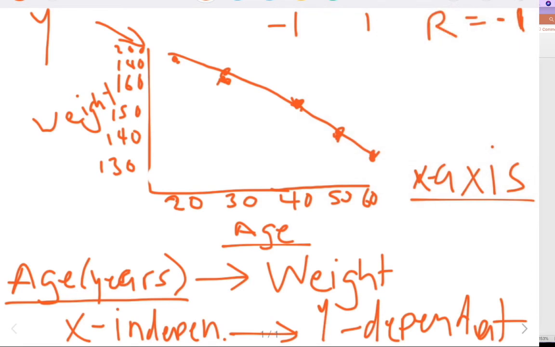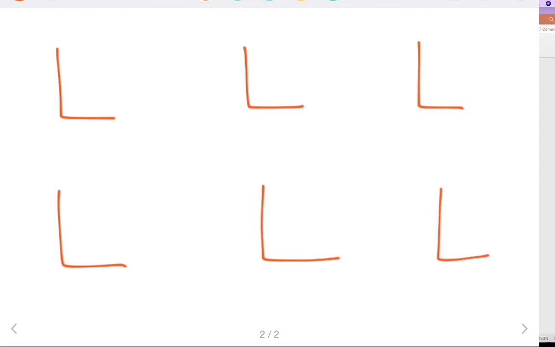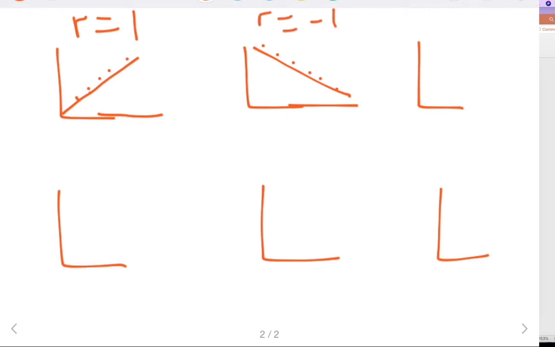Let me do a new page. One more thing. When you have an R, as we saw, this perfect linear relationship, sort of like what we noticed there, we have these dots in a linear fashion. We know that our R value is going to be equal to 1. And when we have a relationship that looks like this, these are all scatter plots, by the way, then we will know that our R is going to be equal to -1.